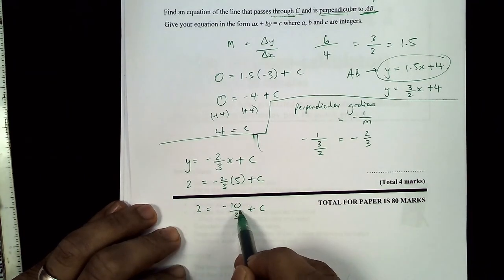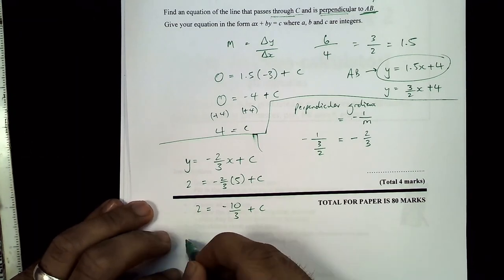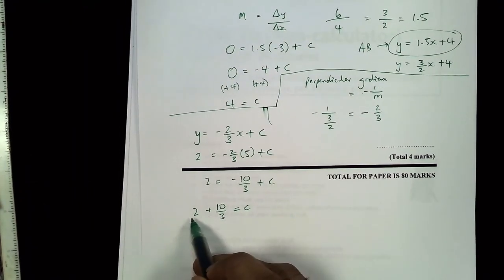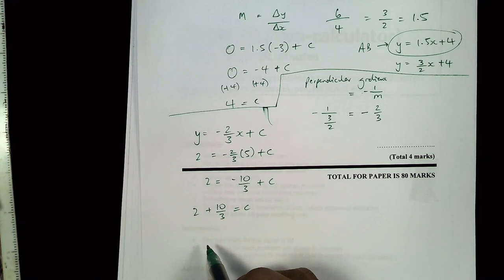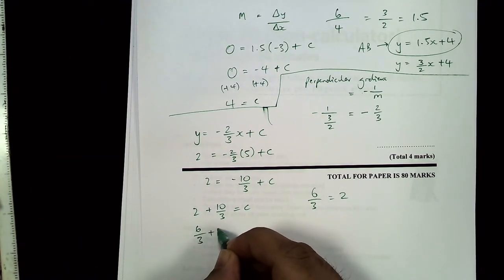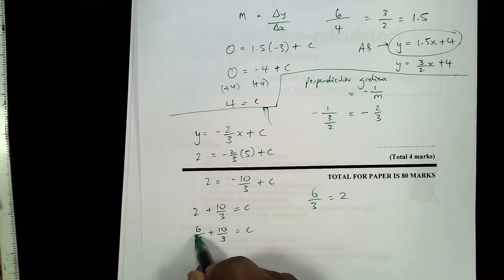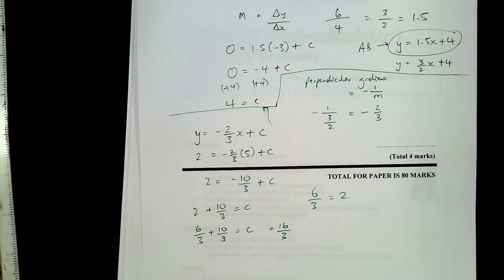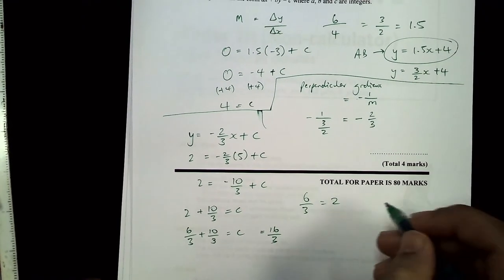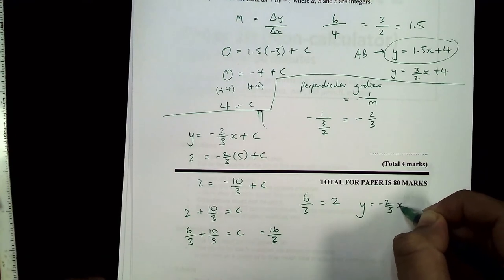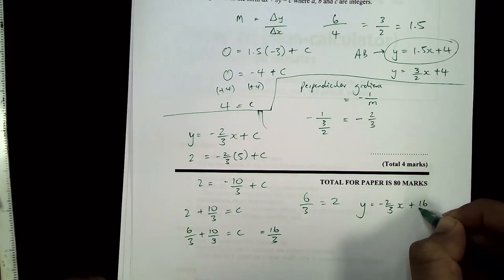Now to get the something on its own, I'm going to add 10/3 over here. So 2 add 10/3 equals C. You can't really add those two together until I've changed 2 into a fraction. So 2 I can rewrite as 6 over 3, yeah? 6 over 3 is the same as 2. So I've got 6 over 3, and 10 over 3, which is 16 over 3. So my answer to this question is the perpendicular line will have a gradient of minus 2/3 and an intercept of positive 16 over 3.